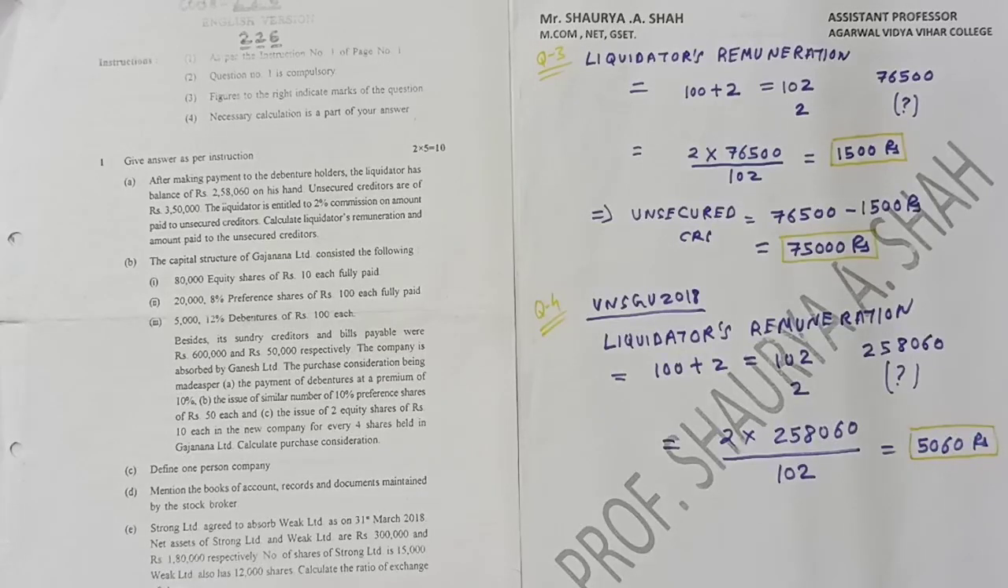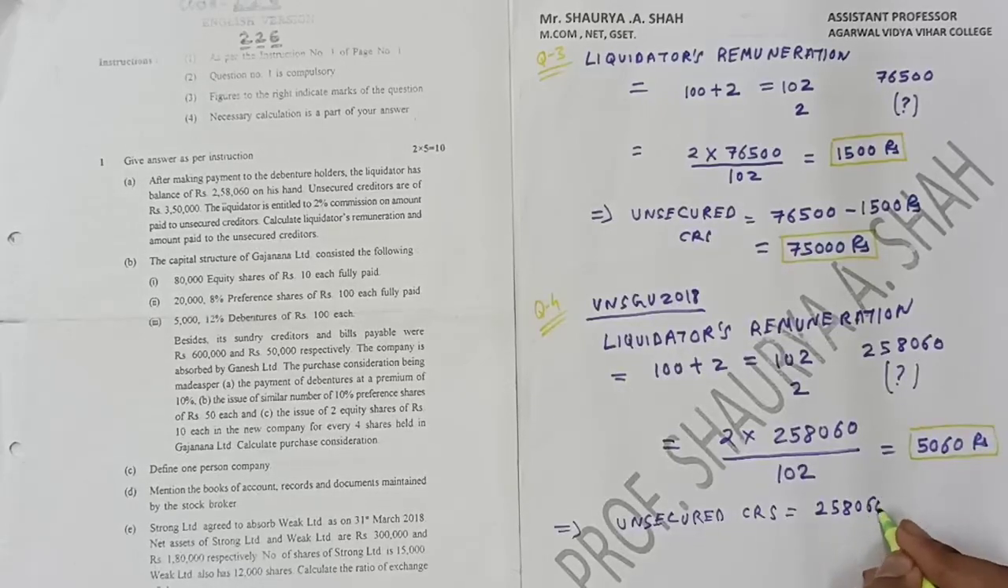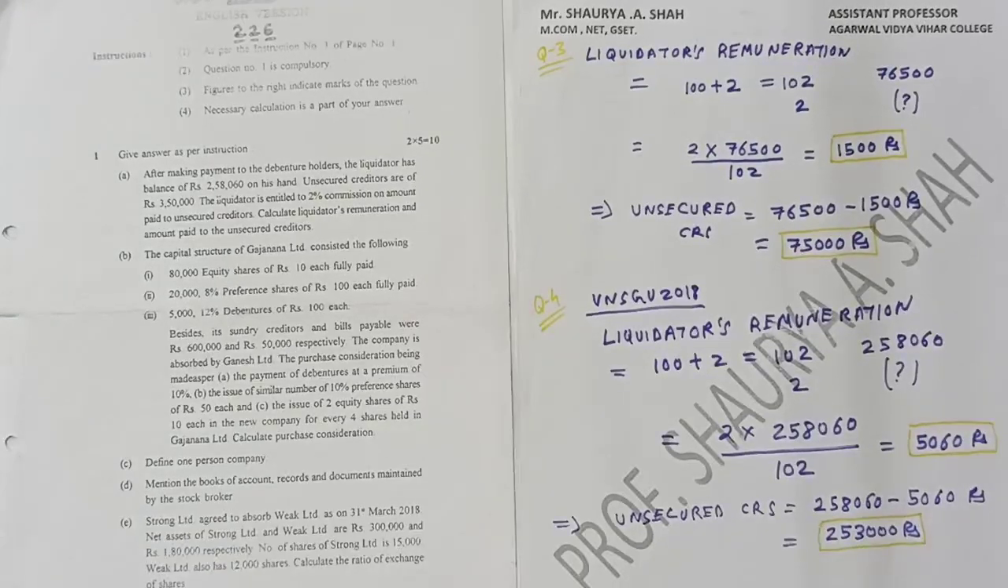Now you have been asked two things like your previous sum. One is liquidator's remuneration and the second is amount paid to unsecured creditors, right? So again I'll write down unsecured creditors is equal to balance amount 2,58,060 minus liquidator's remuneration 5060. So what I'll get is an amount of rupees 2,53,000. That is my liquidator's remuneration and the amount of unsecured creditors.